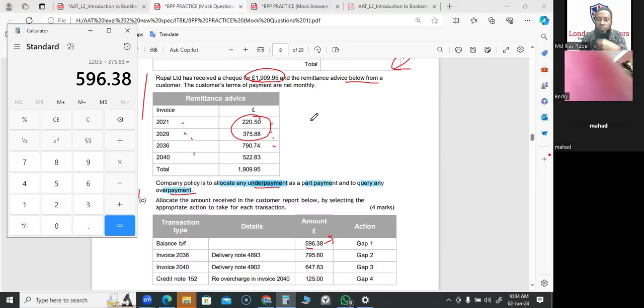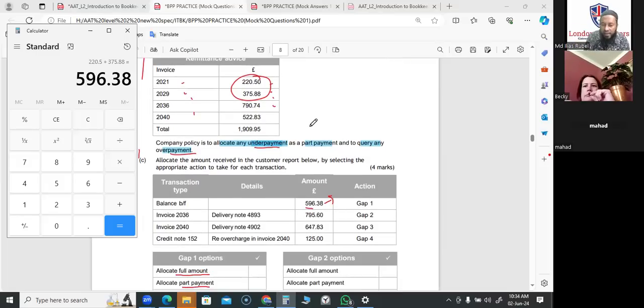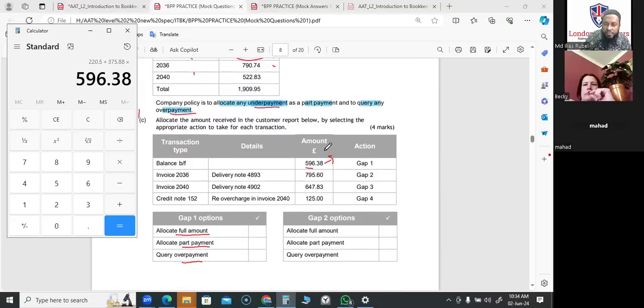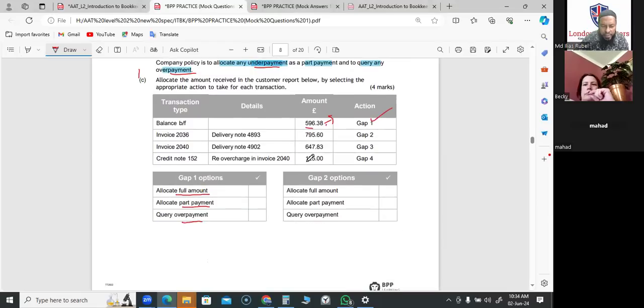Like we sold goods to our customer. We are going to give them the remittance advice, showing the money will be given. Then we tally with the internal documents we have. So this has balance, no problem with that. It should be straight away allocate full amount, pay the full amount. So this is gap one, allocate full is the answer.